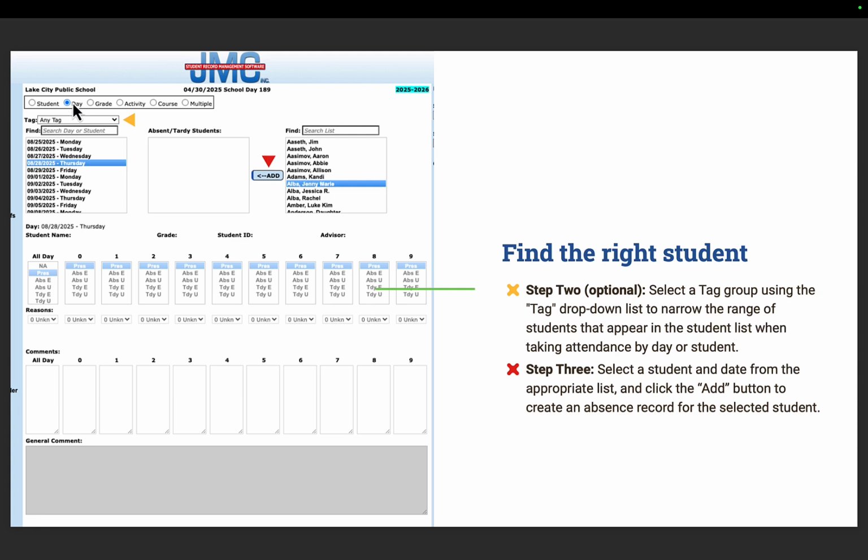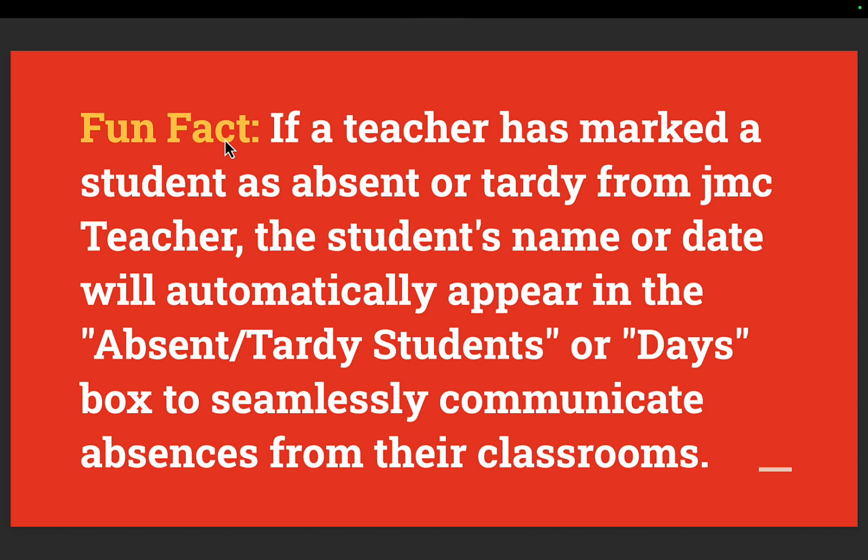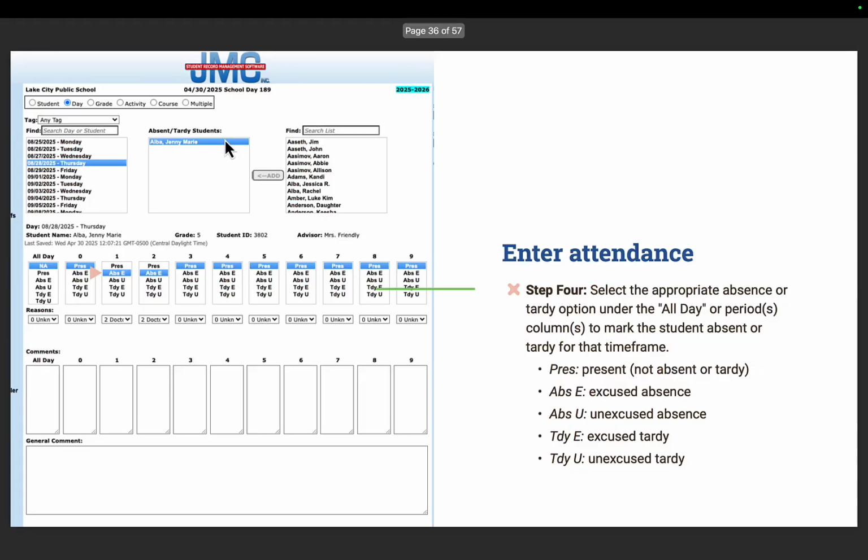Now, if you choose day, it defaults to today. That's why we like to choose day, so you don't actually have to switch anything when it chooses day. You will have to choose the student's name and click add. You're adding them to the absent tardy students box. Fun fact, if a teacher has marked a student as absent or tardy from JMC Teacher, the student's name or date will automatically appear in the absent tardy students or days box to seamlessly communicate the absences from their classrooms.